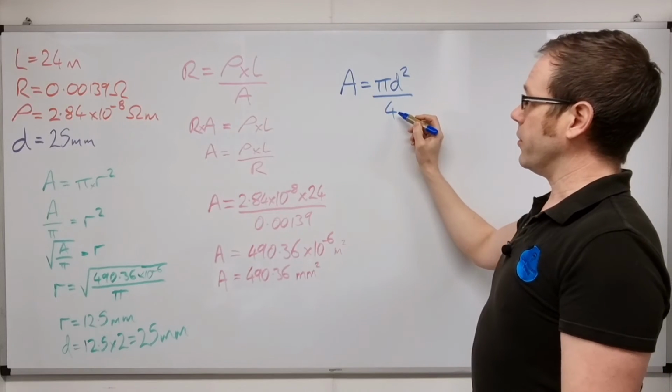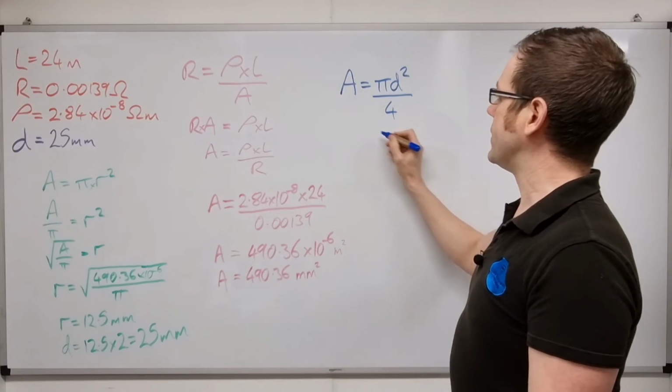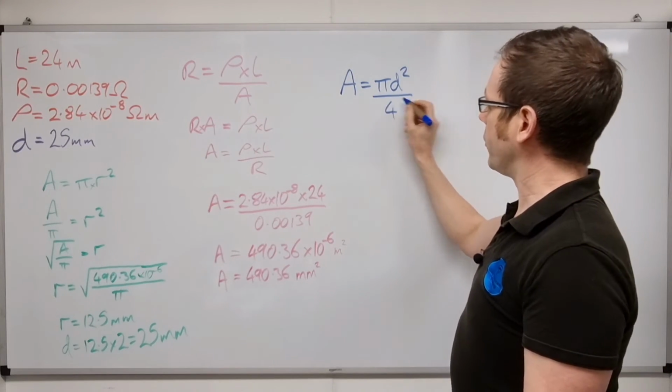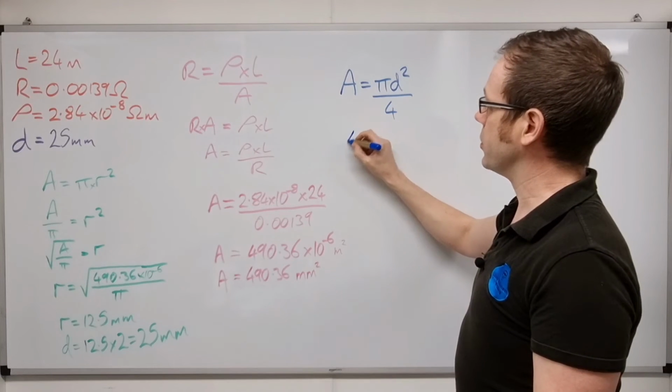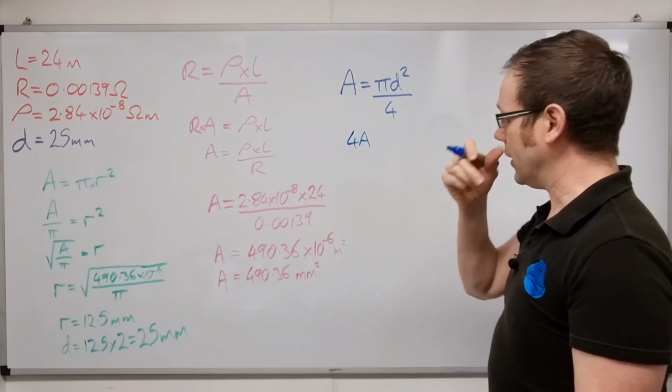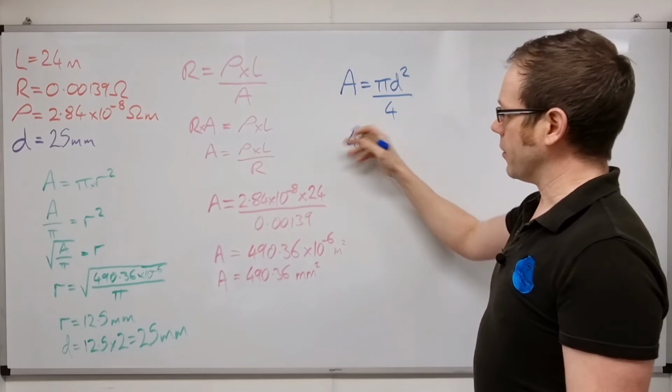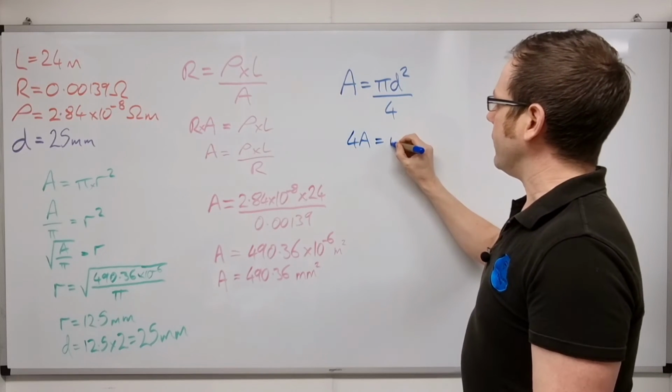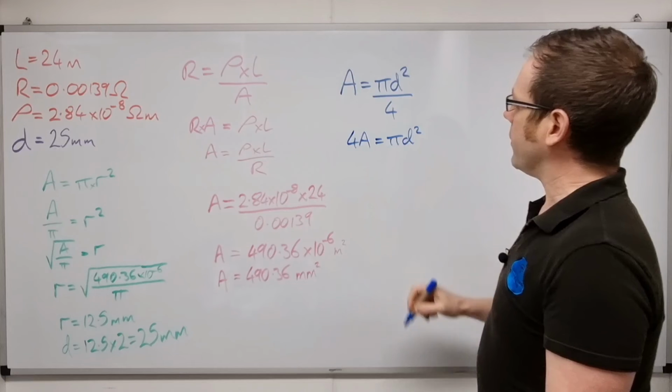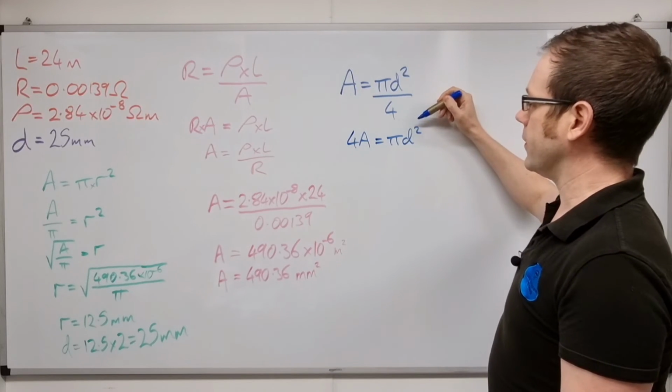The opposite of dividing by 4 is to times by 4. So we say that both sides times by 4, this becomes 4 times A. You could put A times 4, but this is kind of the conventional way of putting it, is equal to pi d squared, because it's cancelled out from this side.